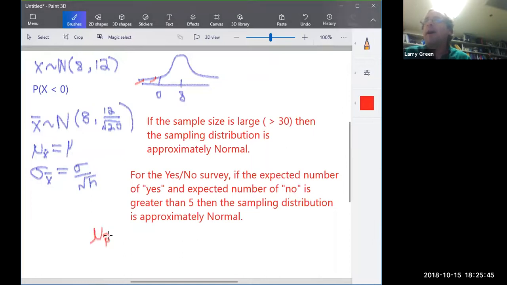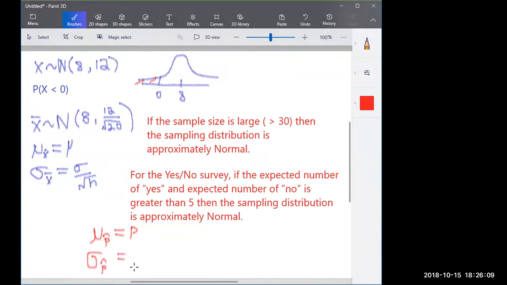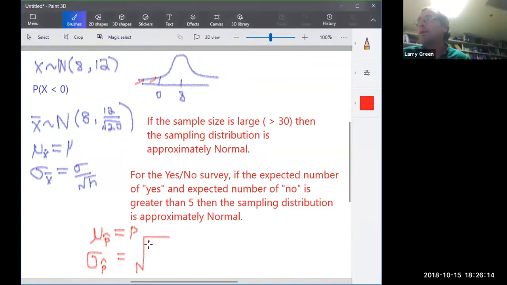So the mean of all possible sample proportions is equal to the population proportion. That makes some sense, right? The standard deviation for the sampling distribution for proportions, you're just going to have to trust me on, is the square root of P times Q over N.